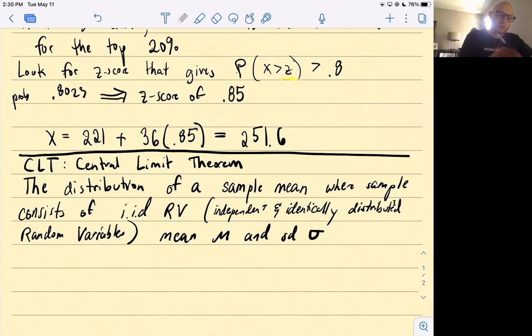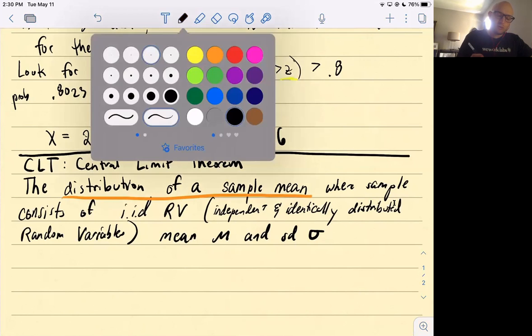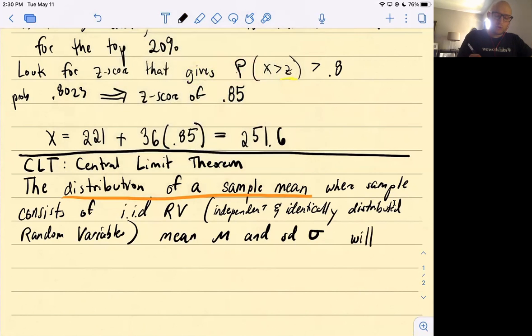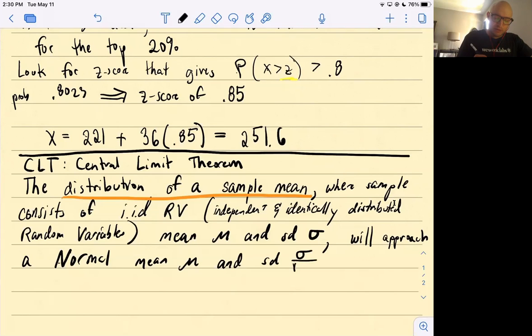the distribution of the sample mean, this will, maybe I'll put a comma, so that the distribution of that sample mean will approach a normal distribution, a normal bell curve with mean mu, and the standard deviation is sigma divided by root n, where n is the sample size.